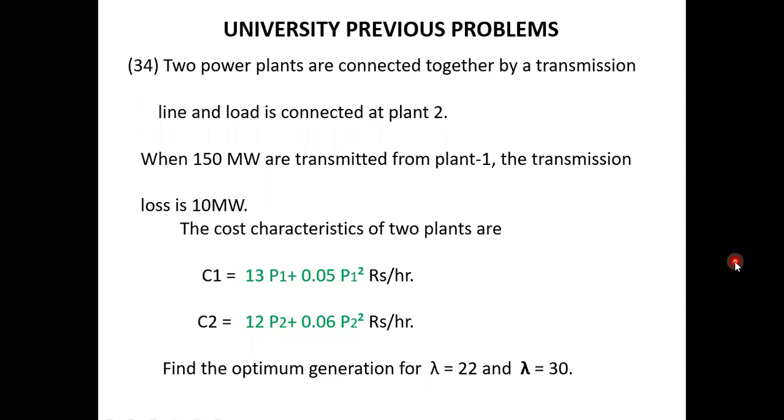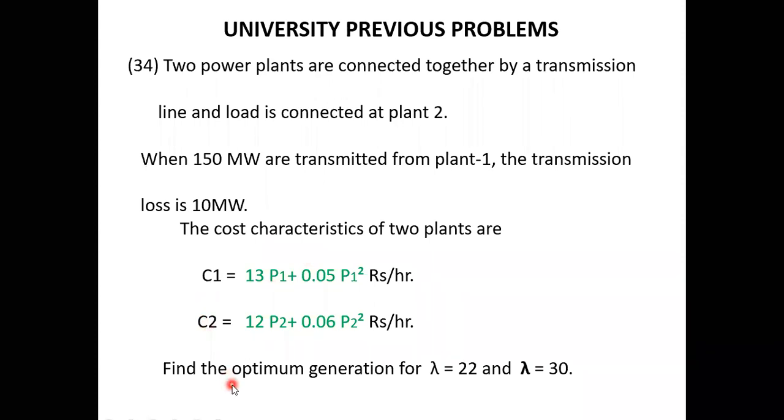All of you look at this problem, try to understand. Here two power plants are connected together by a transmission line and the load is connected at plant 2. When 150 megawatts is transmitted from plant 1 to plant 2, the transmission loss is equal to 10 megawatts. This is the most important given data, and one more given data is the cost characteristics of the two plants, that is C1 and C2.